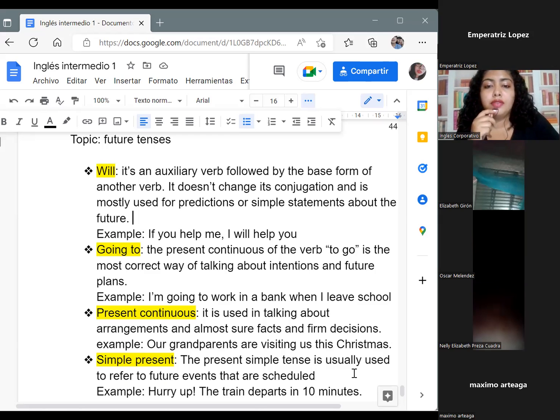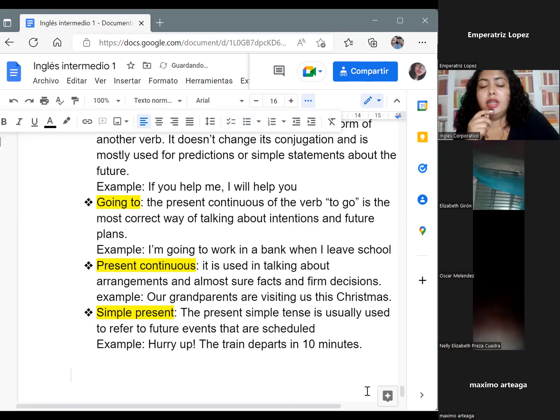First is the general information that we have about the future simple tense. And then we are going to see the structure that we have for this tense. So let's see.